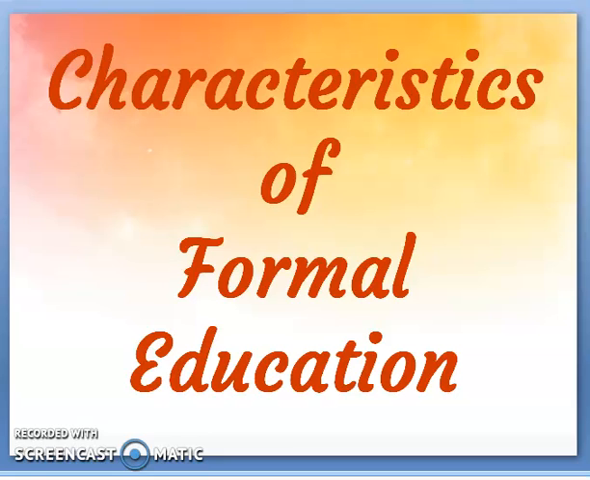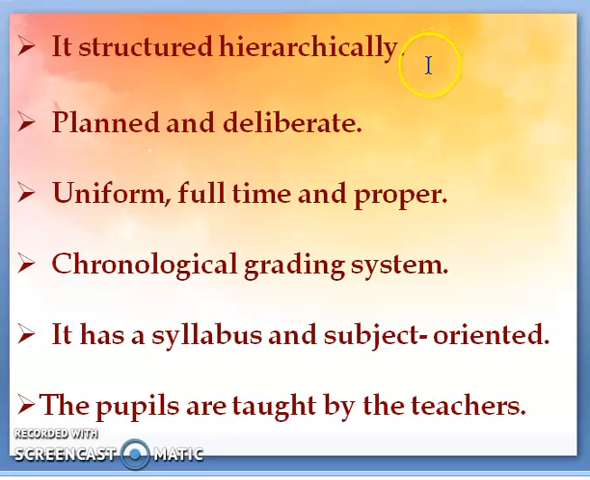Characteristics of formal education. Its structure is hierarchical, meaning it goes in steps. It is planned and deliberate. Uniform, full-time and proper. So we wear uniform in a formal education environment. There is a chronological order grading system, which means that they go in order from grade 1, grade 2, grade 3. It has a syllabus and is subject oriented. The pupils are taught by teachers.